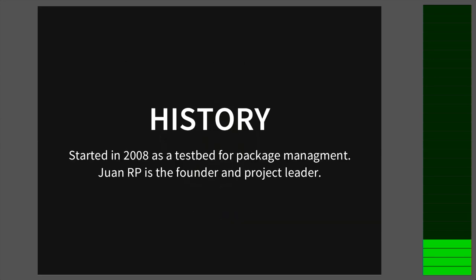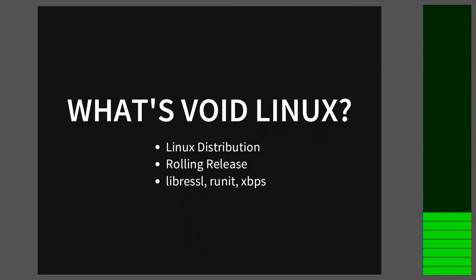Nice slides. So the history: Void Linux is a Linux distribution which was started in 2008 as a test bed for the package manager, which is now XBPS, as part of Void. Juan, who is a Spanish guy, is the founder and project leader. He started the project in 2008. What's Void Linux? We are an ordinary Linux distribution. We are a rolling release.